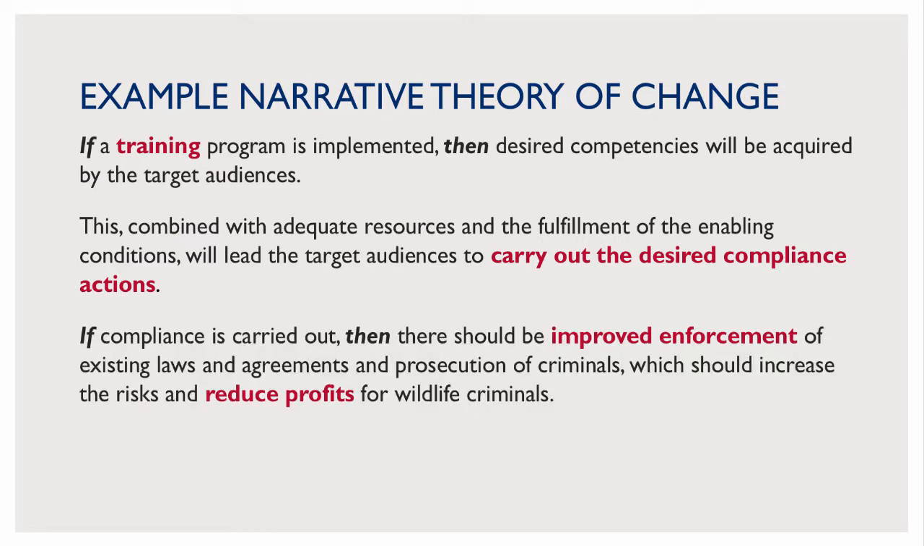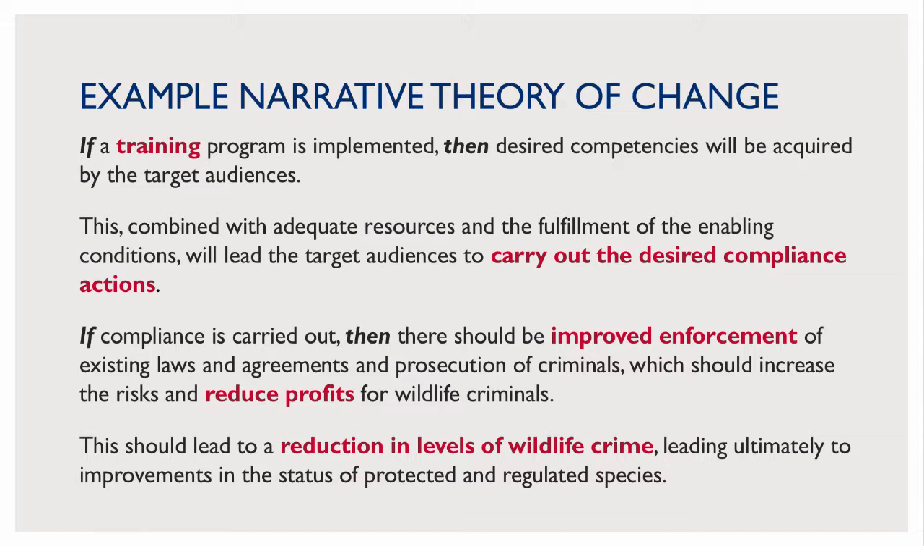If compliance is carried out, then there should be better enforcement of wildlife laws and agreements and prosecution of criminals, which should, in turn, increase risks and reduce profits for wildlife criminals. If enforcement is better, then there should be a reduction in levels of wildlife crime, leading ultimately to improvements in the status of protected and regulated species. Overall, this narrative shows a team's assumptions about how they think their strategic approach will lead to a series of results, each linked in a causal sequence, ultimately leading to the reduction of the threat and the conservation of biodiversity.